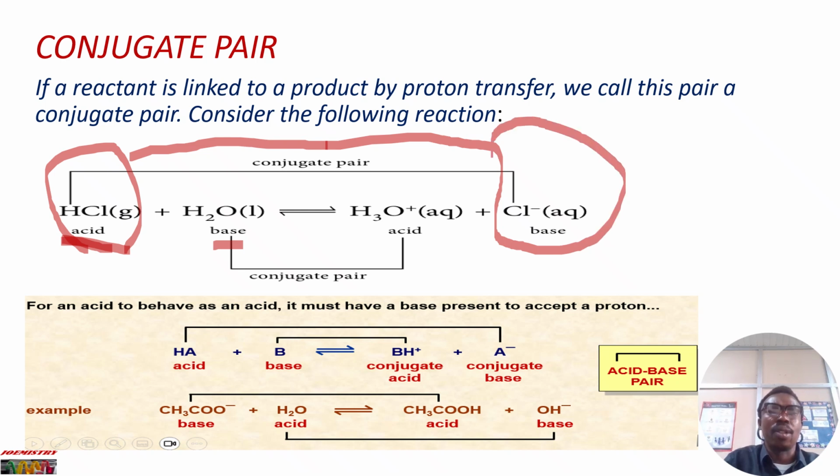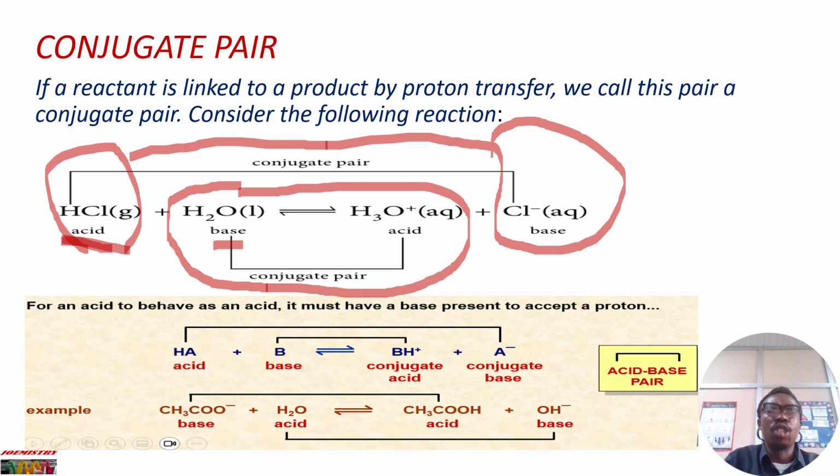This hydrochloric acid and the chloride ion are a conjugate pair. That's what we call a conjugate pair: the reactant is connected to a product by proton transfer. Now, if you look at the water here and the hydroxonium ion, they are a conjugate pair because they are linked to each other by a proton transfer, by the transfer of a hydrogen ion. If this one transfers a hydrogen ion, you get the base, which is water.